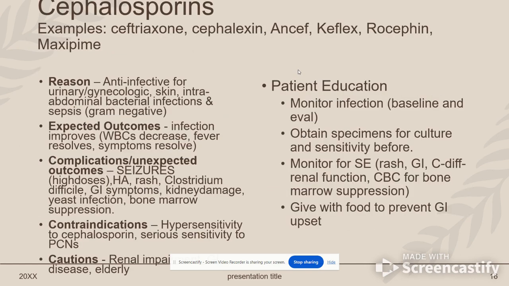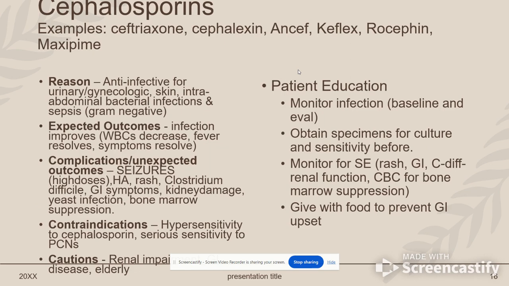And the other type of medication are cephalosporins, and some examples of those are ceftriaxone, cephalexin, Ancef, Keflex, Rocephin, and Maxipime. Again, anti-infective for urinary and gynecological disorders, skin, intra-abdominal bacterial infections, and sepsis. Expected outcomes are infection improves, white blood cells decrease, the fever resolves, symptoms resolve. Some complications and unexpected outcomes are seizures, if it's a really high dose, headache, rash.